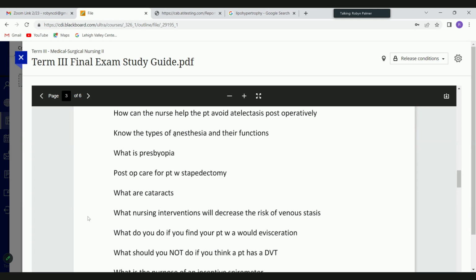Okay. Know the types of anesthesia and their functions. I don't know what's on the test. I can't remember. But if a patient is completely unconscious, which type of anesthesia is that? General anesthesia, right? We have to take full care of them. There's 4 parts of general anesthesia. What are those parts? Induction phase, maintenance, duration and emergence, right? Emergence, we're waking them up.